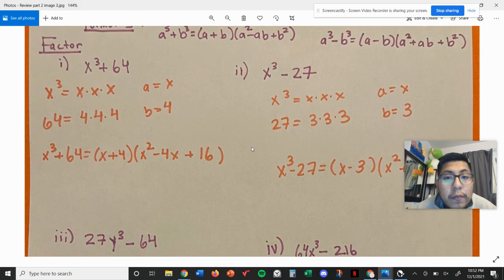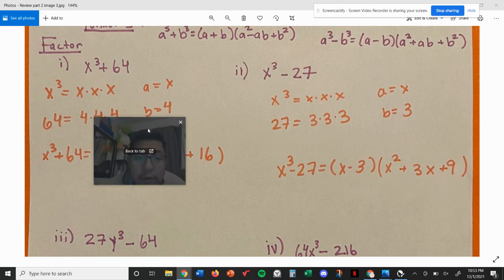So the first one, the term that multiplies by itself 3 times was x, and then 4 for the 64, so we have 2 terms here. Multiply these 3 times. A is x, b is 4, and the factored form was x plus 4, x squared minus 4x plus 16. Again, a squared is x times x, that's why I have x squared there. 4 times 4 is b squared, so that's 16.